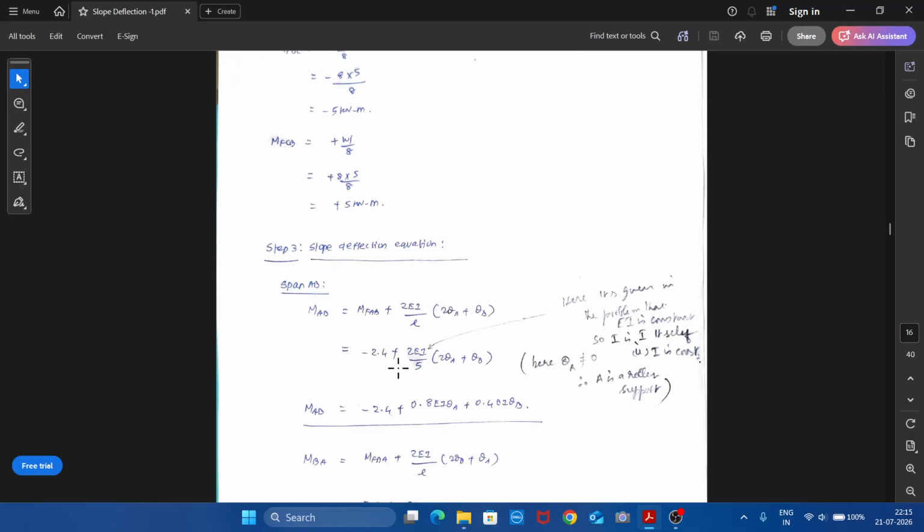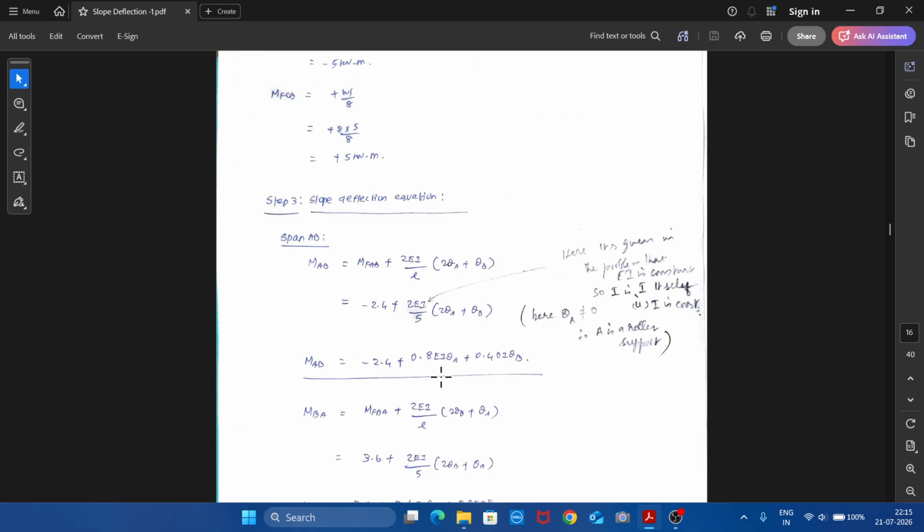So M of AB has this value, and 2EI by L, you need to substitute the value of moment of inertia. If it is I, you can have it as such: 2 theta A plus theta B. Here theta A and theta B will exist, so they will not get cancelled. So we'll be getting minus 2.4 plus 0.8 EI theta A plus 0.4 EI theta B.